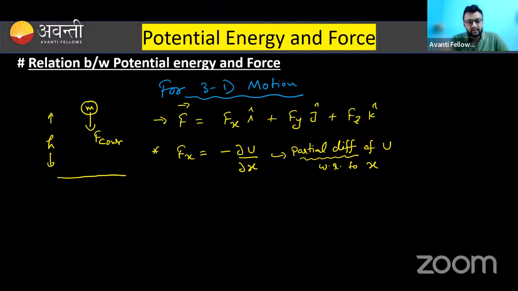If I write force in the y direction, then what will it be? It will be negative of partial differentiation of u with respect to y. It is pronounced as del u over del y. And what is the meaning of this term? That while differentiating, you will consider x and z as constant.